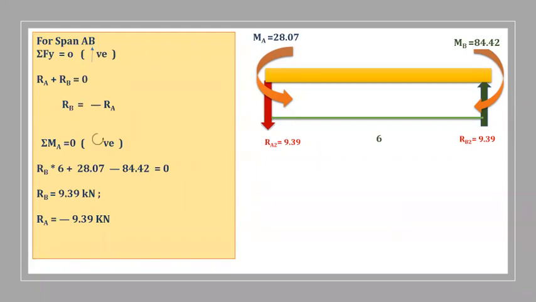So that RB2, by mistake I wrote RB, RB2 into 6 plus 28.07 minus 84.42, RB equal to 9.39, RA equal to minus 9.39. So if you indicate upward side, put minus, or if you indicate downward, there is no need to indicate that sign convention.